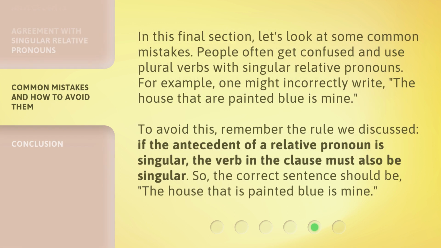In this final section, let's look at some common mistakes. People often get confused and use plural verbs with singular relative pronouns. For example, one might incorrectly write, "The house that are painted blue is mine." To avoid this, remember the rule we discussed. If the antecedent of a relative pronoun is singular, the verb in the clause must also be singular. So, the correct sentence should be, "The house that is painted blue is mine."